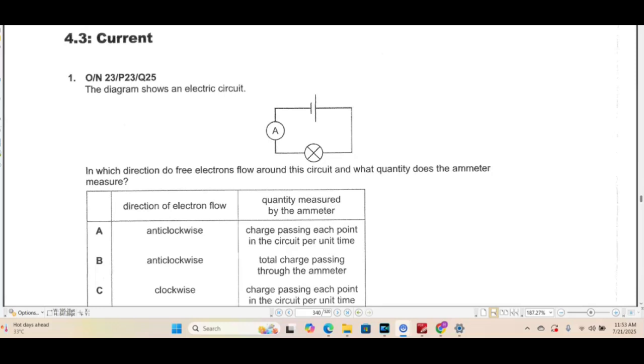Physics 0625. Currently, we are on the topic of magnetism and electricity, and we've done quite a few topics up till now. And today, we are going to be doing topic 4.3, which is current, and all the past paper questions that are related to current.